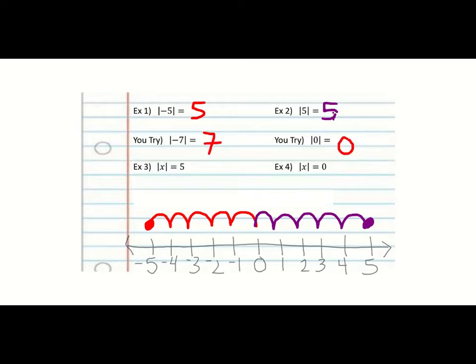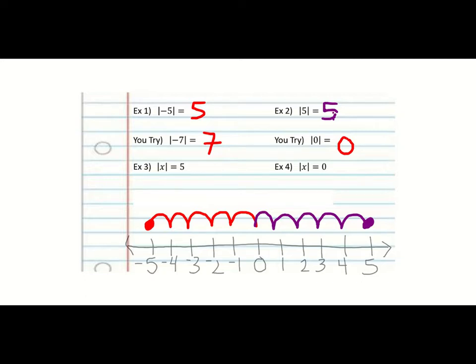Our next example says find the absolute value of x when it equals 5. So the absolute value of x equals 5. First thing you want to know is when you solve absolute value problems, you are more than likely going to get 2 answers. Pretty much every single time you're going to get 2 answers to the problem.